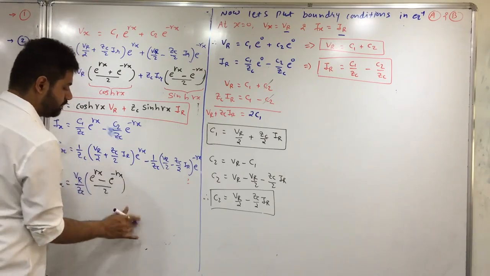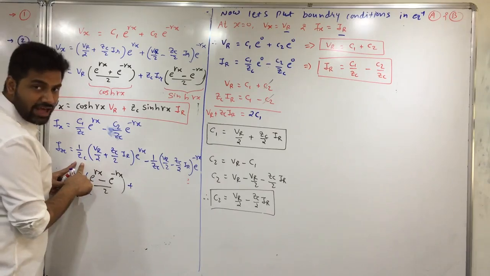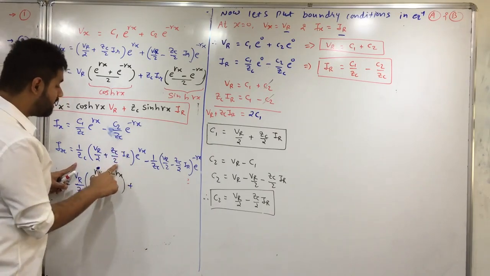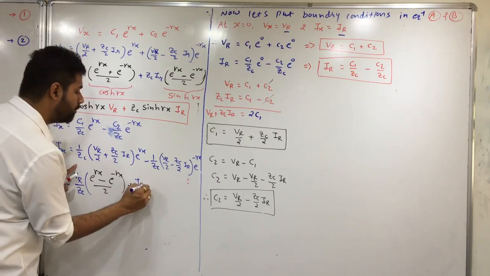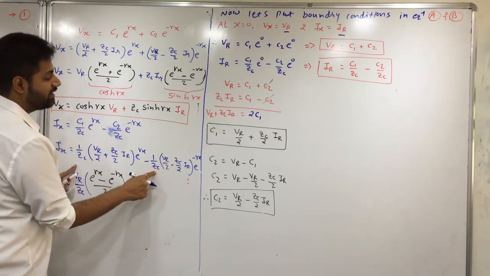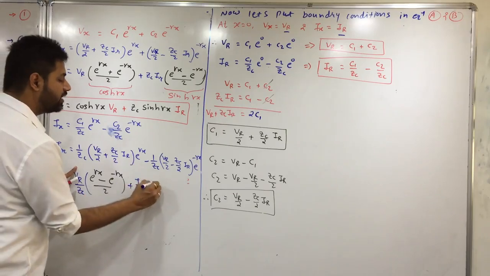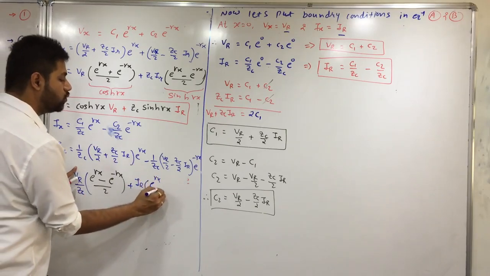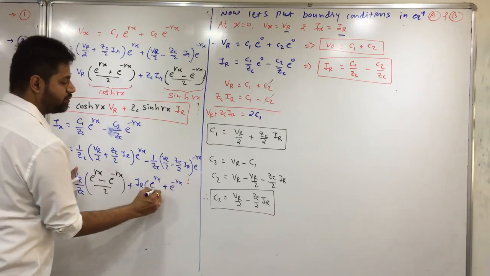Let's take. See, Zc will get cancelled out, and I'll be having IR by 2 e raised to gamma x. So I'll take IR common. Here also Zc will get cancelled out, and IR will be common. So e raised to gamma x by 2, minus plus e raised to minus gamma x by 2.